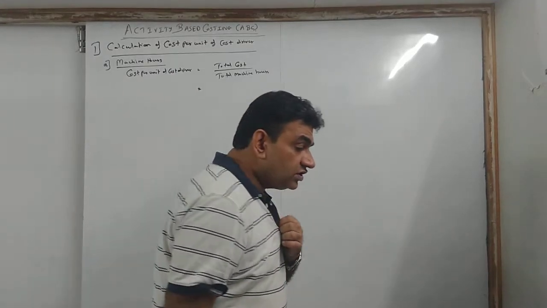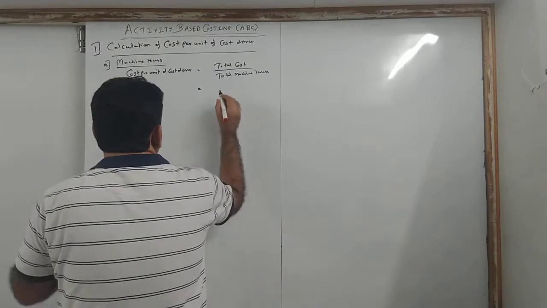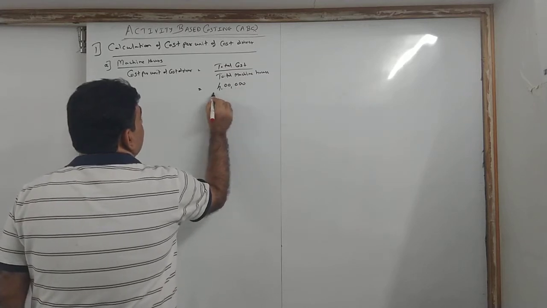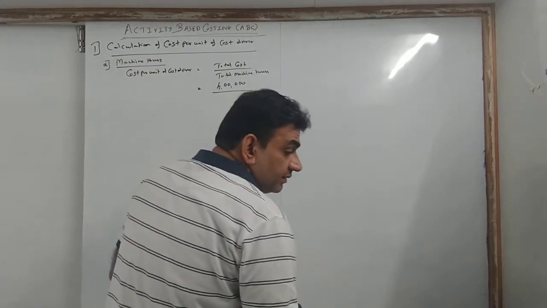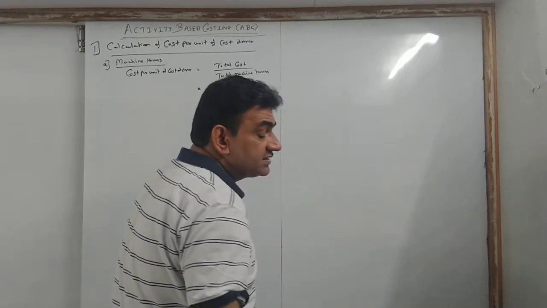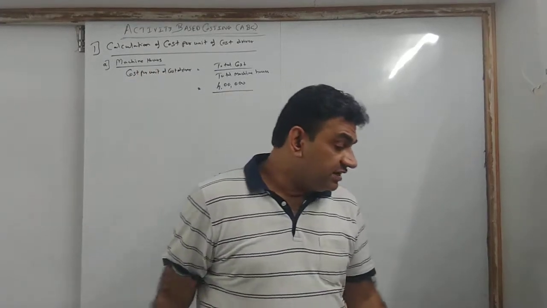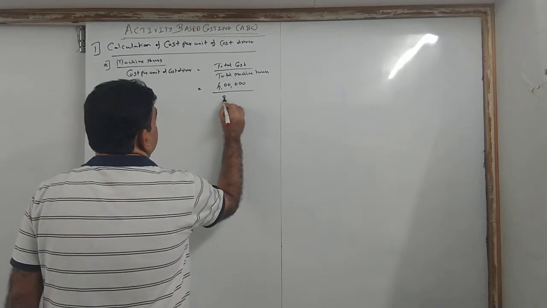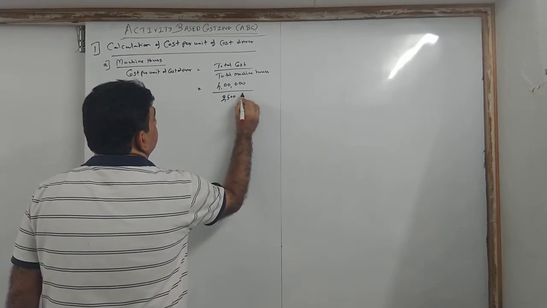What is my total cost? My total cost is 4 lakh. So 4 lakh divided by total machine hours. Look, when I say total machine hours, A's 1000, B's 1500, so 2500.